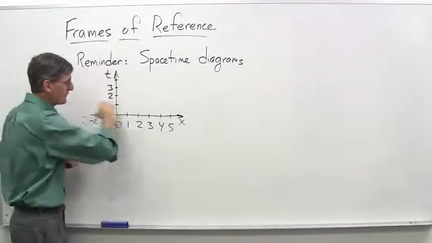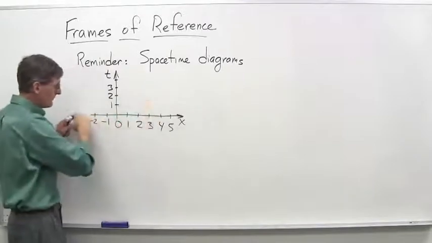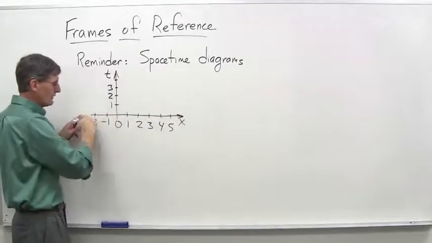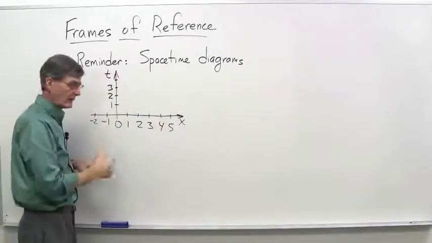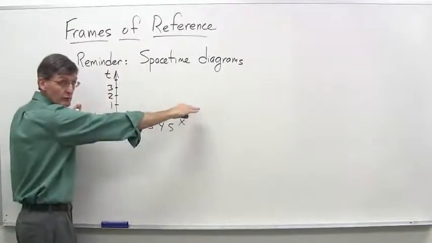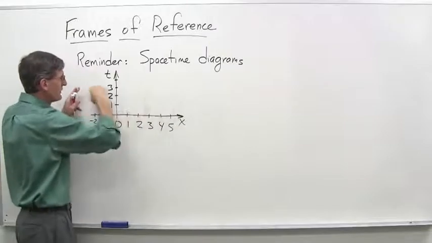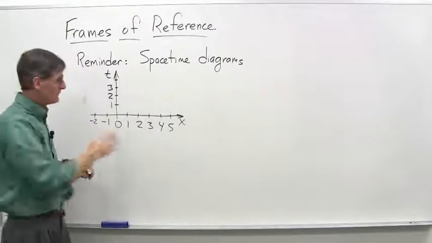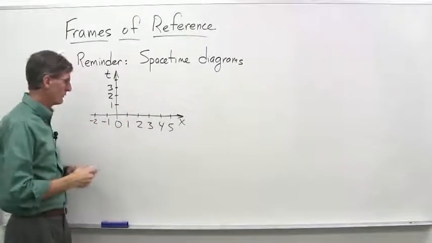So again, if you think about horizontal slices here, the x-axis as drawn is what the x-axis looks like at t equals 0 seconds. And then we'd have another slice at t equals 1 second, t equals 2 seconds, 3 seconds, and 4 seconds, and so on and so forth.